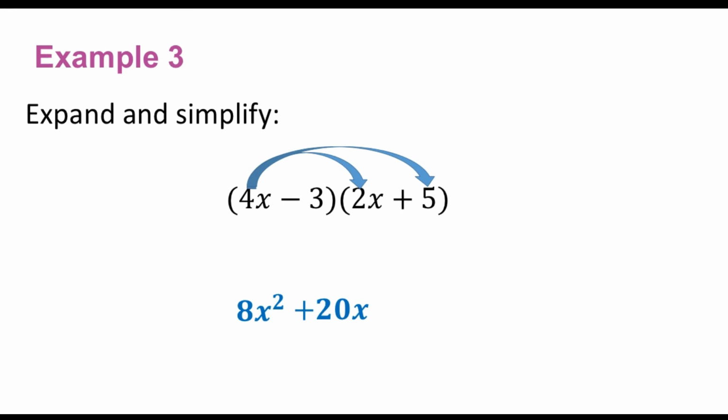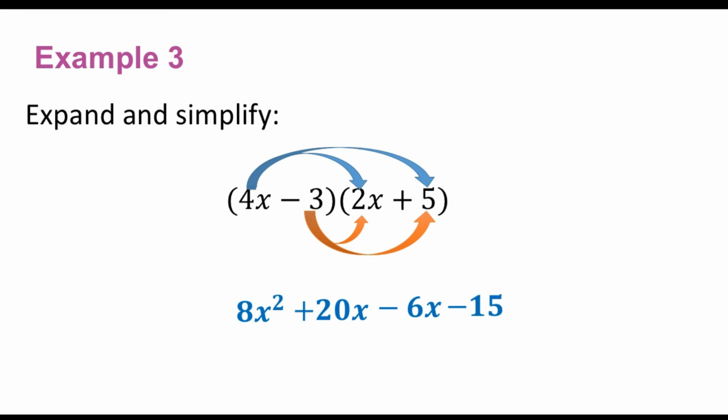And now I'm using the negative 3 to multiply each term in my second bracket. So that's negative 3 times 2x, that's a negative 6x. And then a negative 3 times a positive 5, that's a negative 15. Again, we check to see if there are like terms.